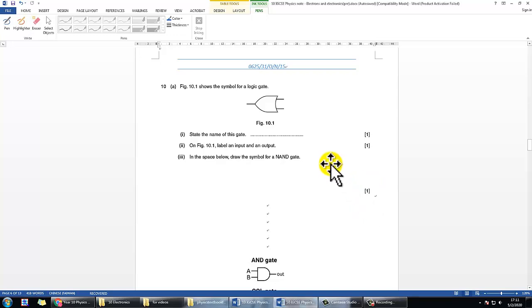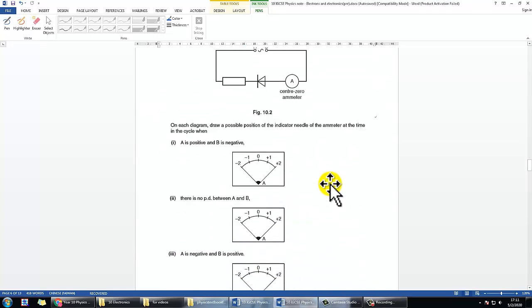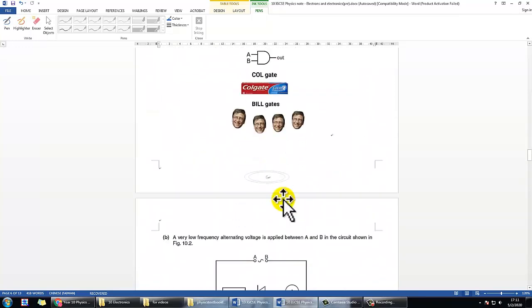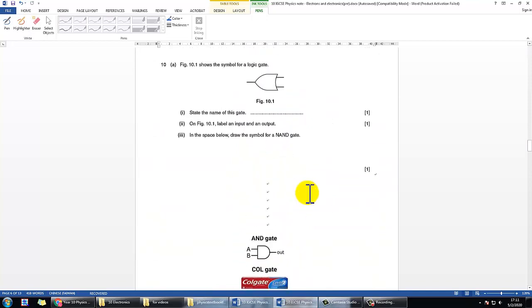Okay, now you should be able to do the next two pages by yourself. These are from past paper, so pause the video now, do it, and I will check the answers with you.